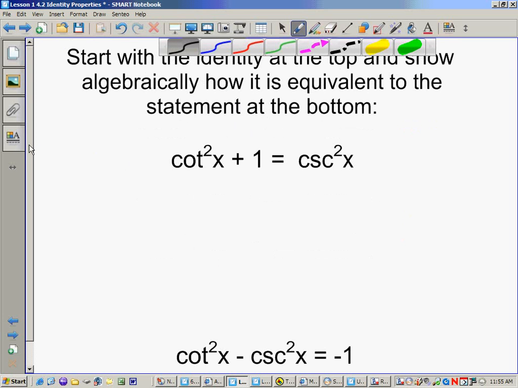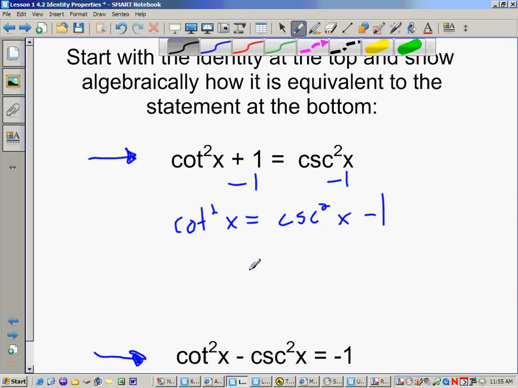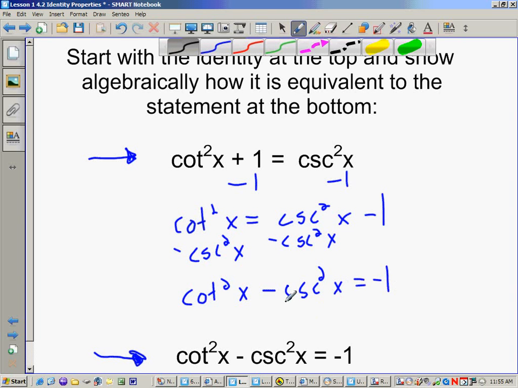All right. So sometimes we'll start with this thing on the bottom, and we want to figure out how we can prove that that's true. So what we want to do is find the identity that matches that and manipulate it to make it look like this. The first thing I would do is subtract 1 from both sides. So cotangent squared x equals cosecant squared x minus 1. Now I have to subtract cosecant squared x. So cotangent squared x minus cosecant squared x is going to equal -1. So now we have that match what we want, so we're done.